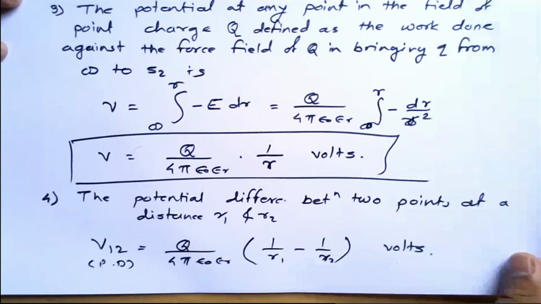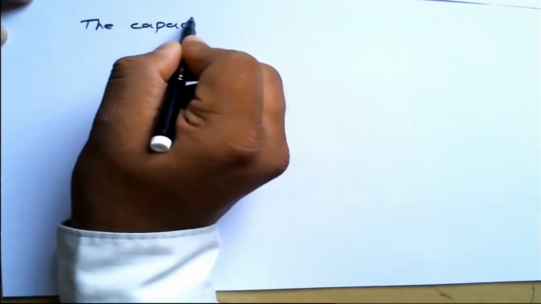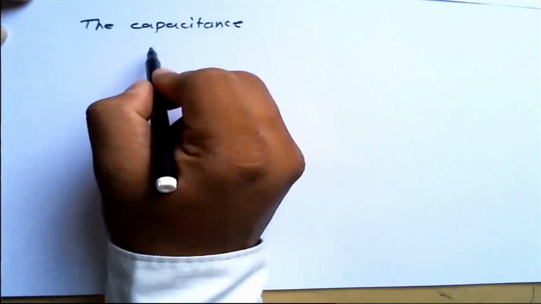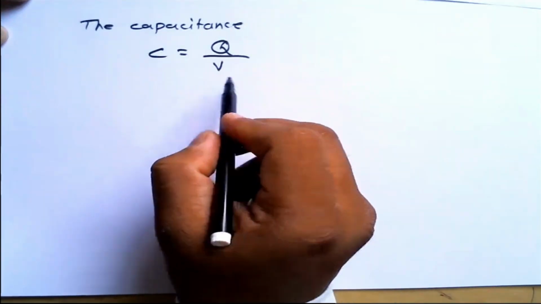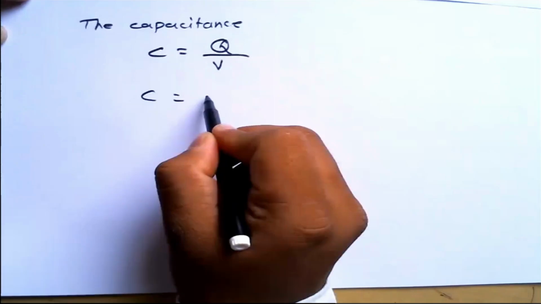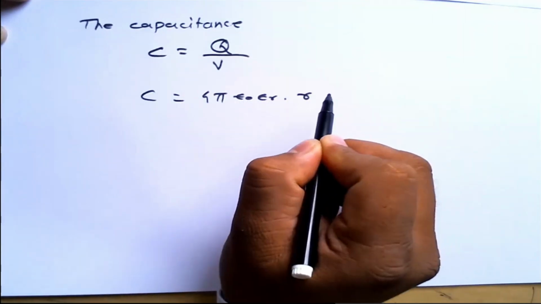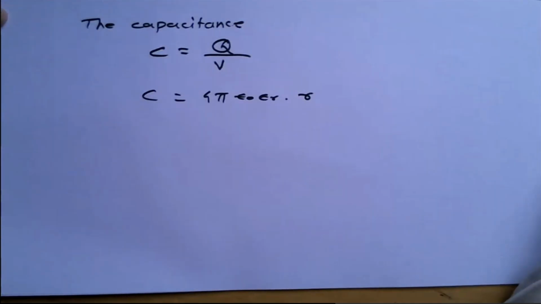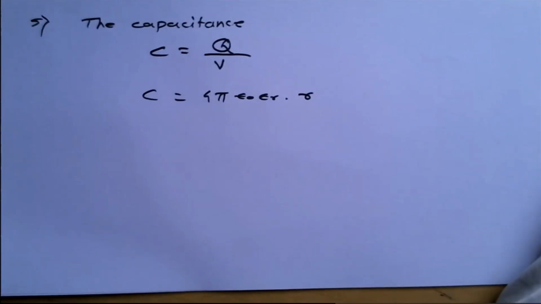And the last property is the capacitance. C is equal to, you know, q upon V. So if you place the value of q and V in this equation, you will get C is equal to 4 pi epsilon 0 epsilon r into small r. This is the fifth one. So this is nothing but the derivation of field of a point charge and its properties.